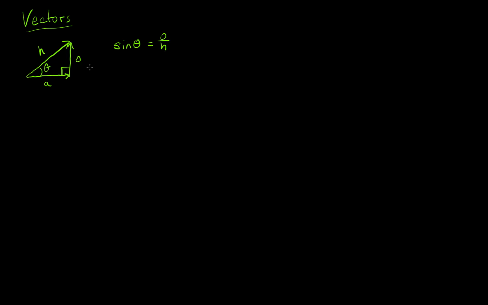And what we want is to get everything in terms of the hypotenuse. So if I multiply that across, I get the opposite is equal to the hypotenuse times sine theta. I can also relate the adjacent to the hypotenuse through cosine. So cosine of theta is the adjacent over hypotenuse. I multiply this over, so the adjacent is the hypotenuse times cosine theta.